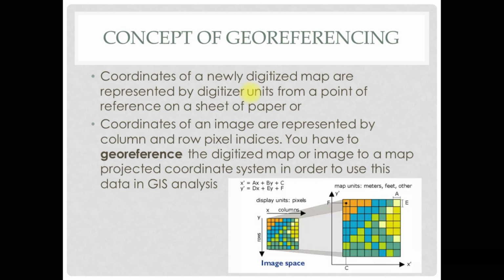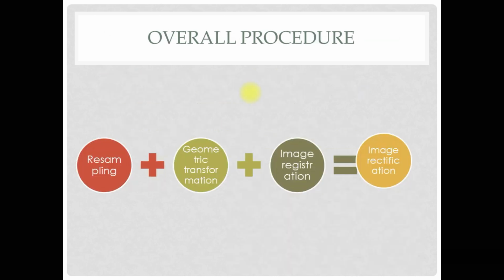data in GIS analysis. Like here, for instance, we can see on the left side a pixel image, which has columns and rows, and display units are pixels. And on the right side, we see the same image, which is georeferenced to a map coordinate system with units of meters, feet, etc.